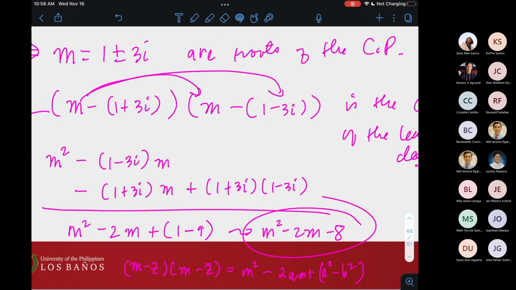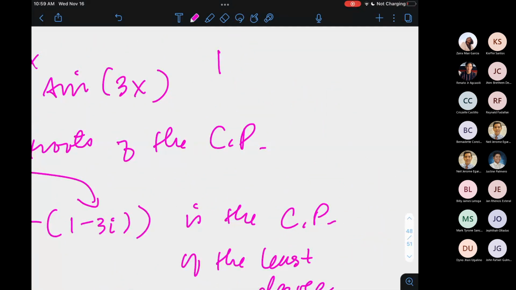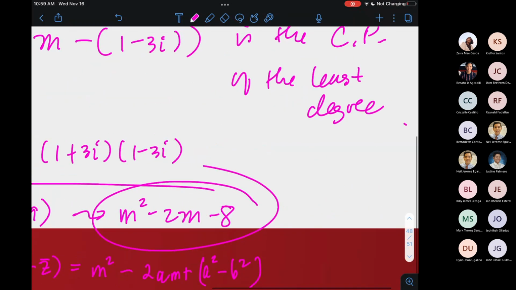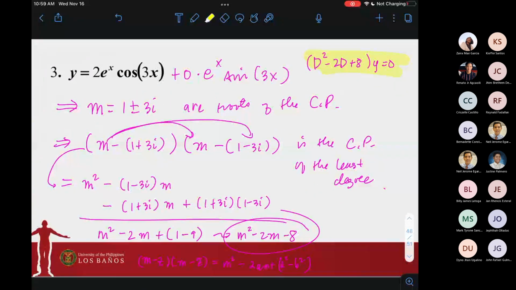Okay? So therefore, ang final answer, dito na lamang, ay d squared minus 2d plus 8 applied to y ay equal kay 0. Yan yung ating differential equation kung saan solution ang 2 to the x times cosine 3x. Okay? Any questions about this?